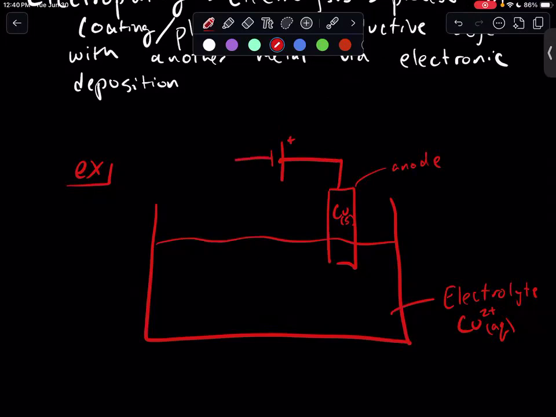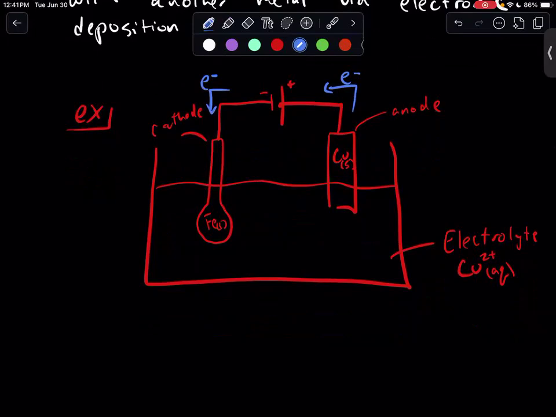Now on our cathode side, we can plate anything. So for instance, a metal spoon. Let's say this thing is solid iron. Now this is, of course, our cathode. And completing our diagram with our flow of electrons, we have electrons moving through our electrolysis setup. So they're going from our anode into our cathode.